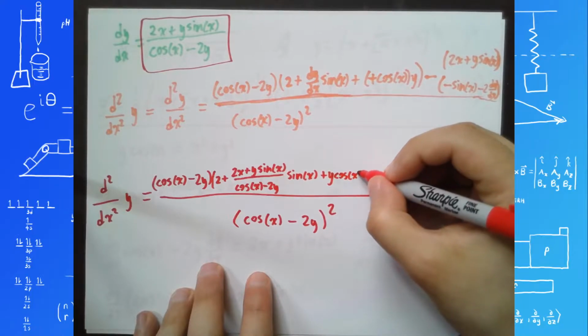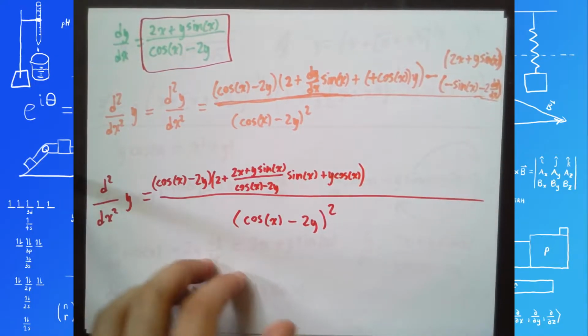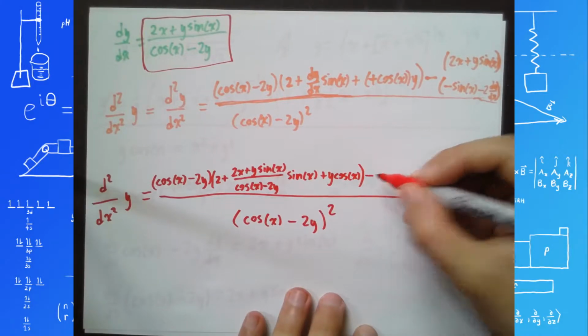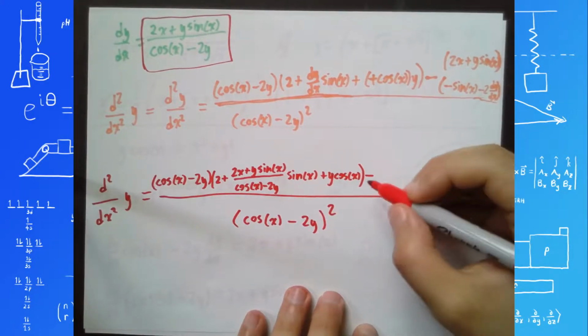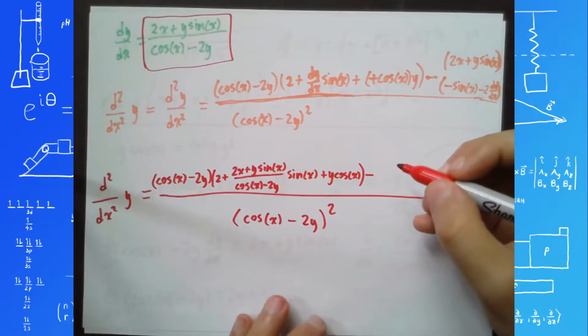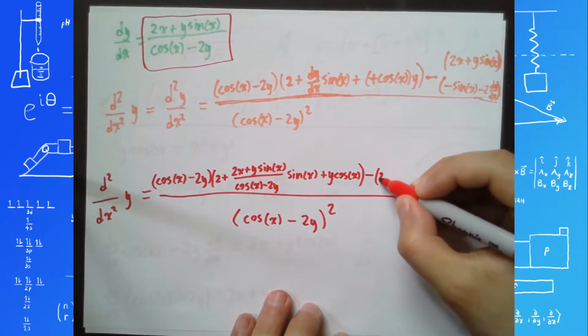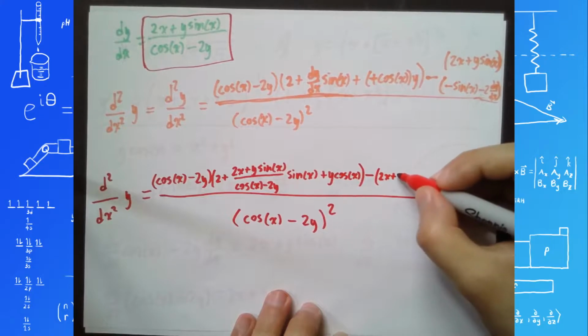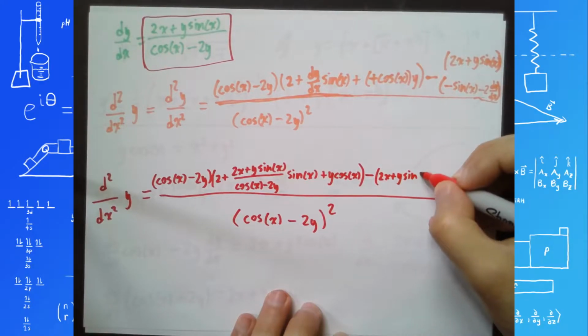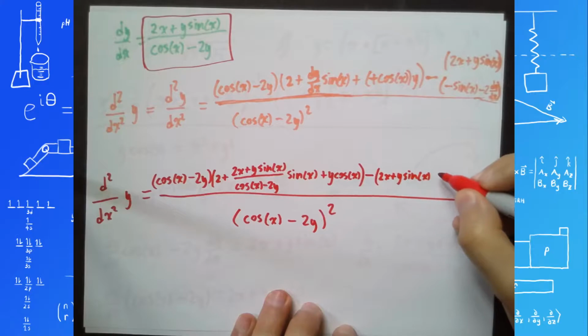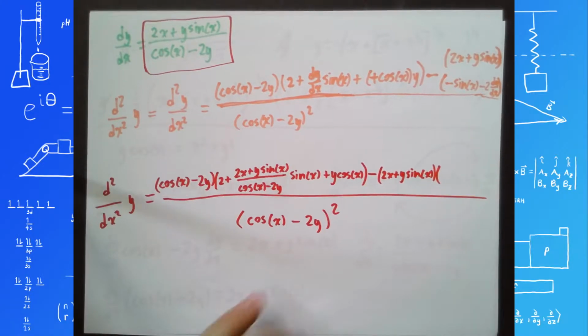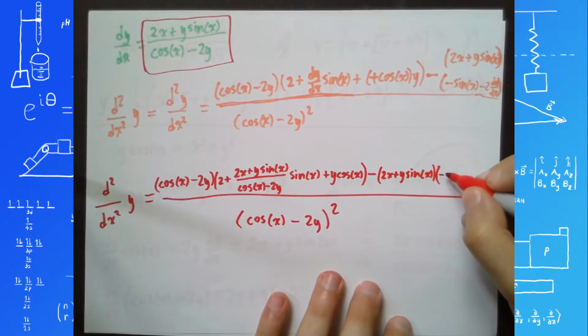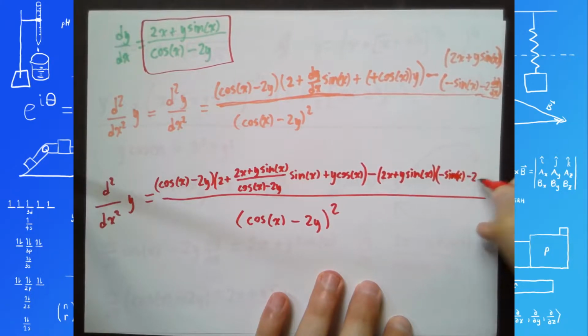So much for writing smaller. Bad habits. Minus, can I even fit all that in there? 2x plus y sine of x times negative sine of x minus 2 dy dx. Yeah, there's no way I'm fitting all that in there.